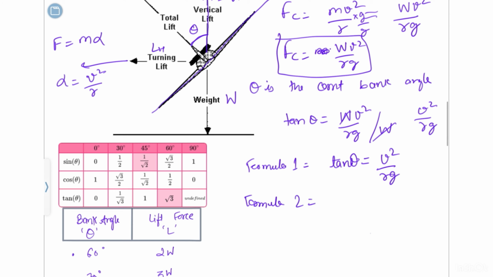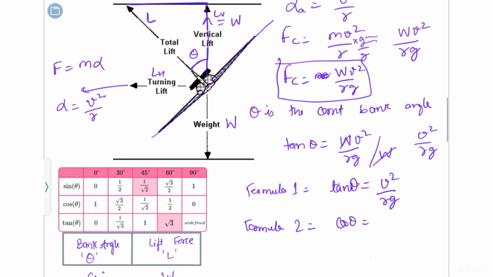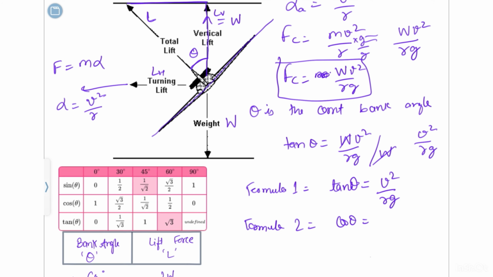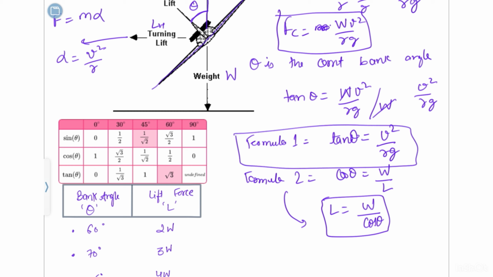and formula 2, which is important, which is cos theta, which is equal to the perpendicular upon hypotenuse, which is W by L, or it can be written as lift is equal to W by cos theta. So this is the formula 2. So both these formulas are very important and we'll be discussing each one of them now.